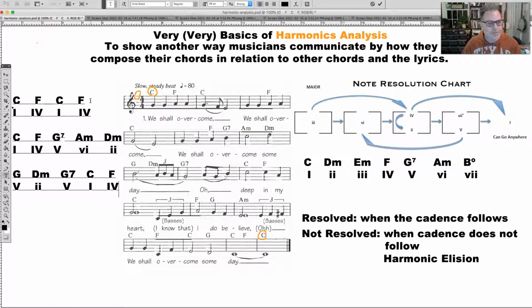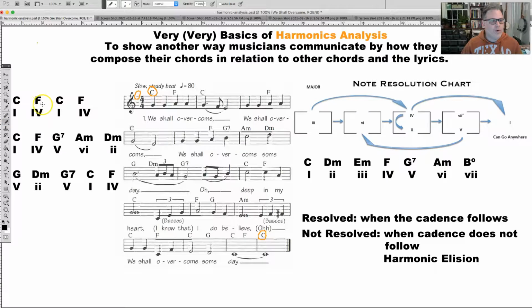4. Great. So now that we've written all of these out, for these lines, and we can do it for the whole song, but no reason to take too much time up for this video. What we want to do now is determine whether the chords resolve or not. That is, do they follow the order that the note resolution chart suggests they should?